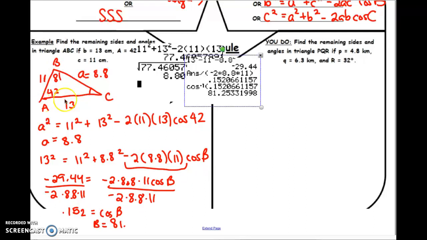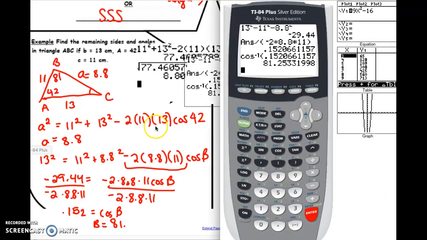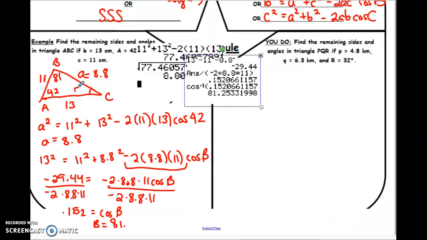All right, so in our calculator again, 180 minus 42 minus 81, and 57 would be angle C. Now, one thing that turns into an issue when you guys are answering your questions: notice here when it says solve the triangle, we are filling in every part of the triangle.